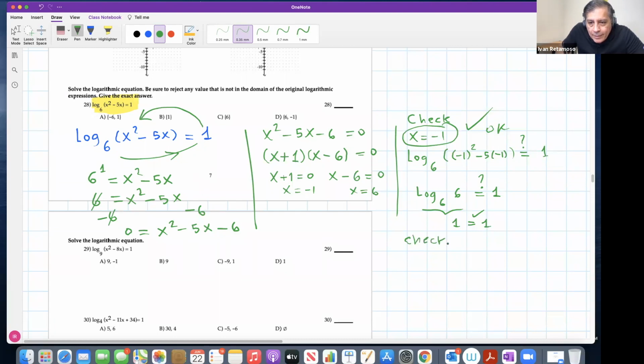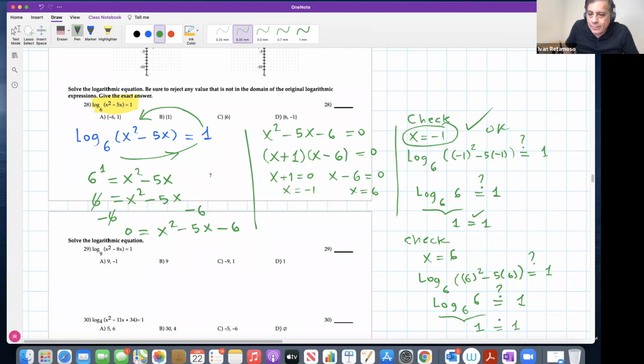Check x equal 6. Log base 6 of 6 squared minus 5 times 6. Is that equal to 1? Let's see. 6 squared is 36. 5 times 6 is 30. 30 subtracted from 36 is 6. So is this true? Because of our property, we know that this is 1. So perfect match again. So true.